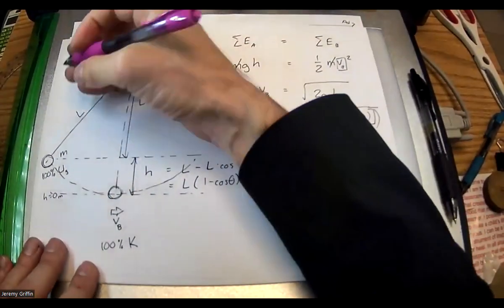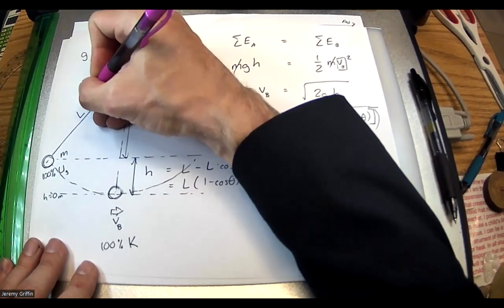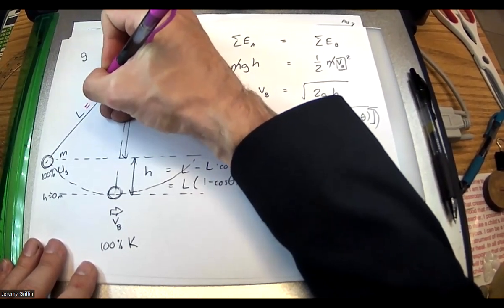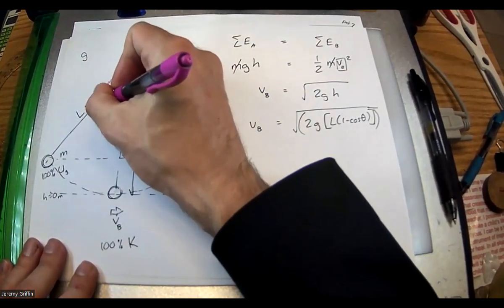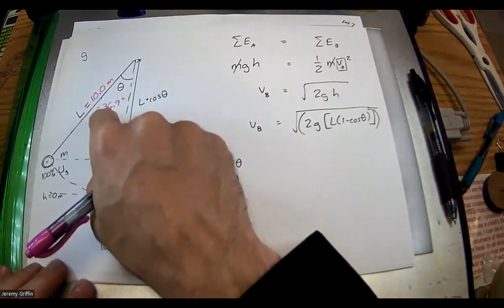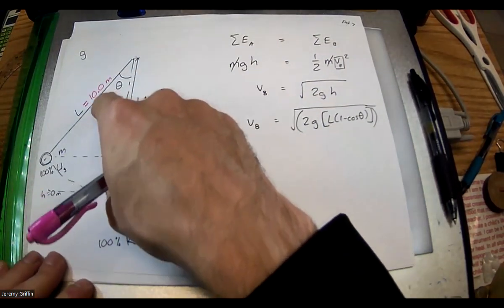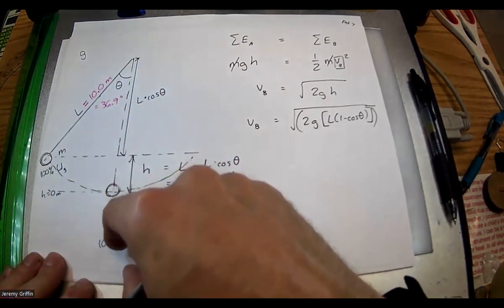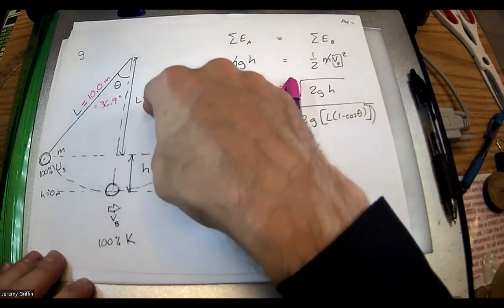I'm going to call this length, let's say, equal to 10 meters. Nice round number. Now let's call this angle 36.9 degrees. You guys know there's a reason I'm picking that angle, right? Because when I pick that angle, I'm setting up a what triangle? 3, 4, 5. Now, of course, I could have picked any angle, and you guys get the answer.